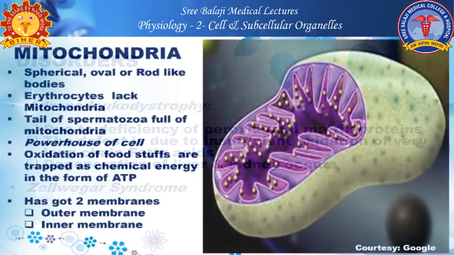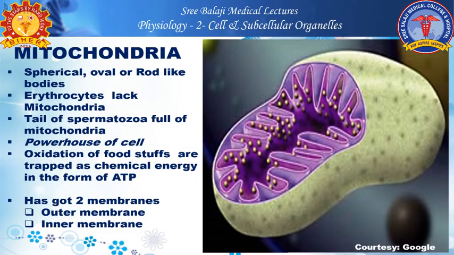Okay, now we talk about one important organelle called mitochondria. Everybody should be aware of this mitochondria. They are spherical, oval or rod-shaped bodies. Erythrocytes or the common RBCs lack mitochondria. They don't have mitochondria, whereas the tails of spermatozoa are full of mitochondria. What is the function of mitochondria? It's the powerhouse of the cell, and it enables oxidation of foodstuffs. And what is the energy trapped? It is called the powerhouse of the cell.